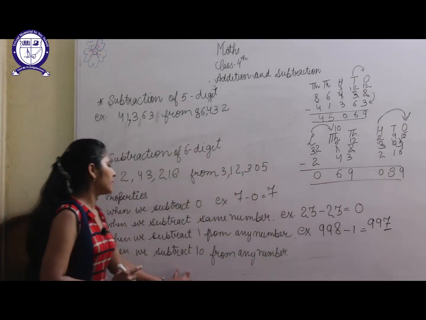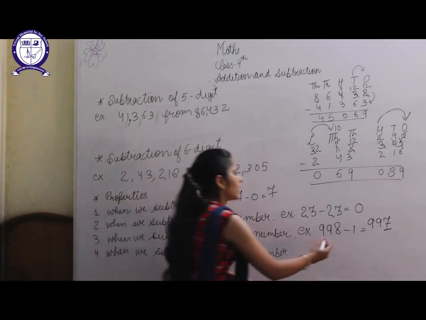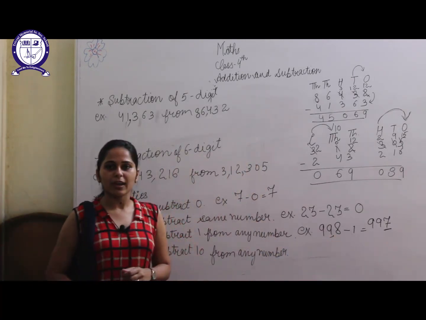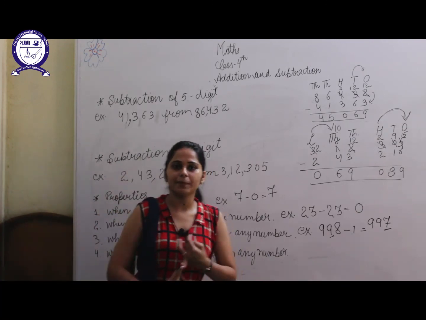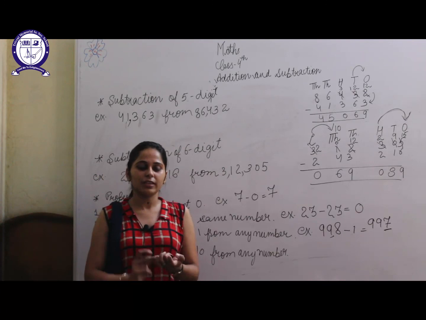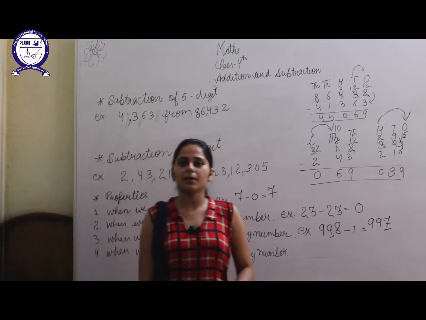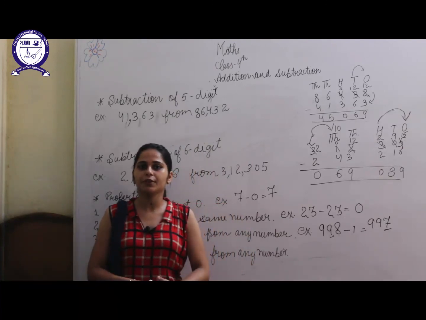In the same way, when we are subtracting 10 from any number, the 10's place digit will be decreased by 1. In the 100 case, the 100's place digit will decrease by 1. In the 1000 case, the 1000's place digit will decrease by 1. So student, this was about addition and subtraction. This will also help you to solve your word problems.